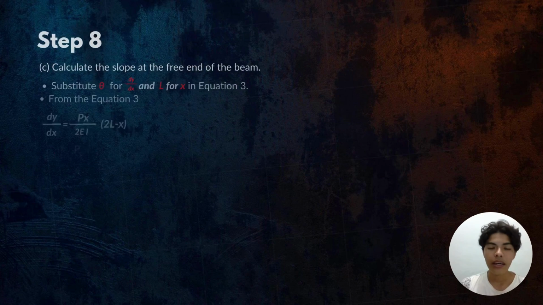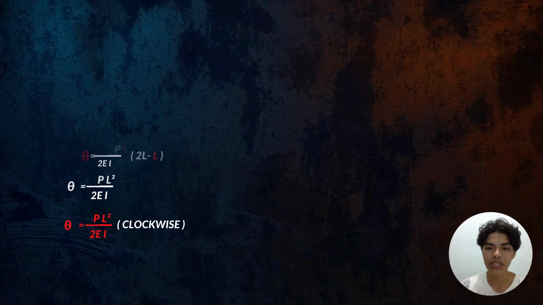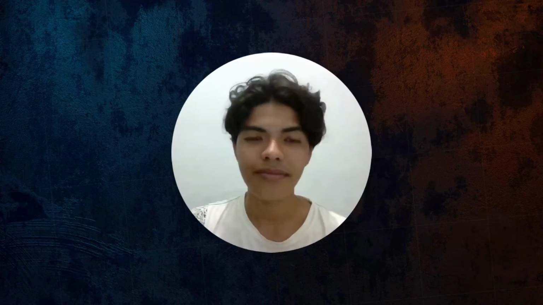And the last step is C, to calculate the slope at the free end of the beam. So from equation 3, we're going to substitute theta for dy over dx and L for x in equation 3. We're going to substitute and then simplify, and the equation will become theta is equal to PL squared over 2EI in a clockwise direction. Therefore, the slope at the free end of the beam is theta is equal to PL squared over 2EI in a clockwise direction. That would be all.